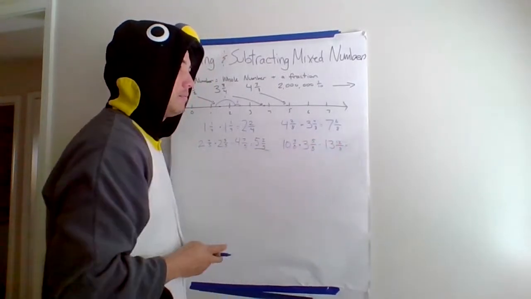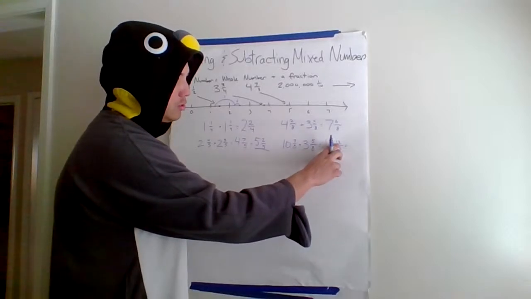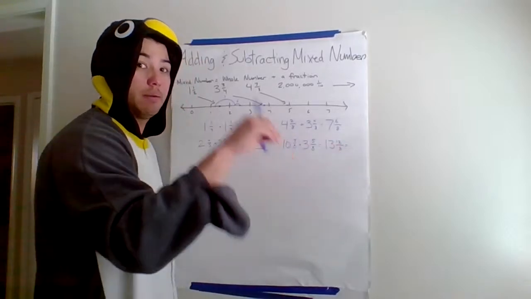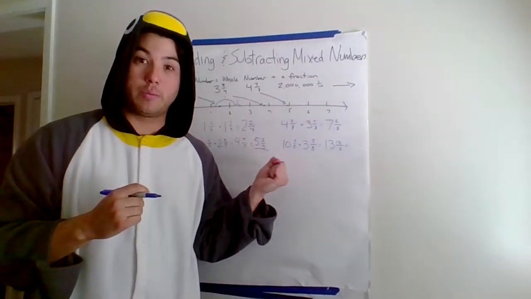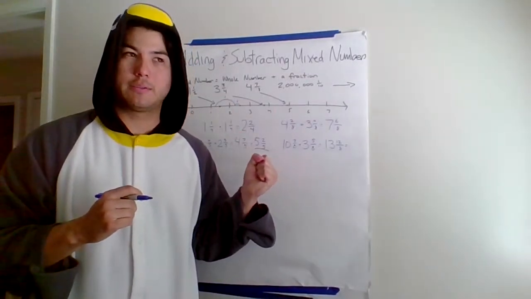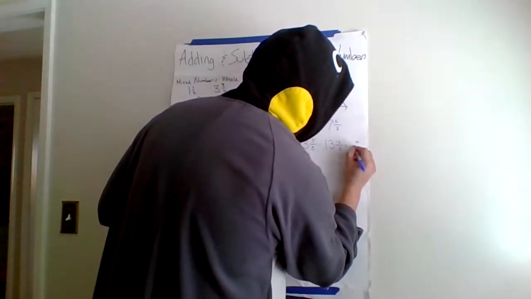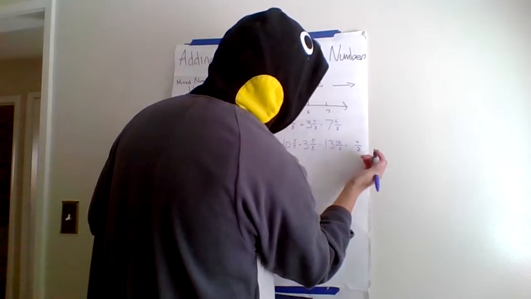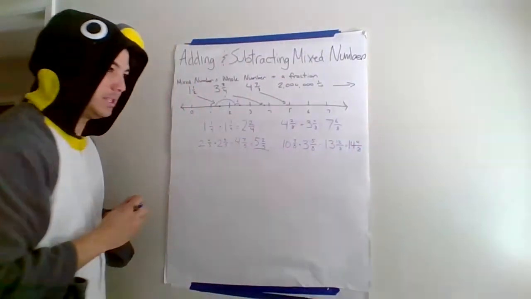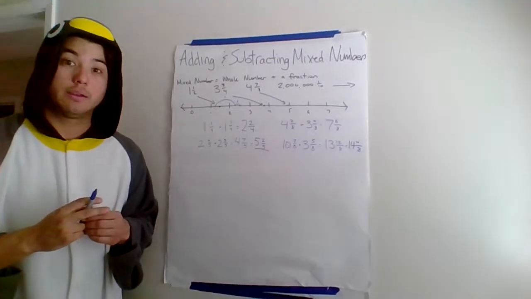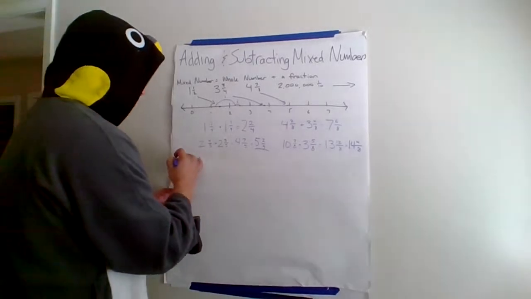How many eighths makes 1? 8/8 makes 1. So take your 12/8, take 8 and regroup it into a whole number. How many do you have left? 12 minus 8 is 4/8. And we're going to take that 1 and add it to our 13. So we end up with 14 and 4/8. Make sense? Let's go over subtraction.